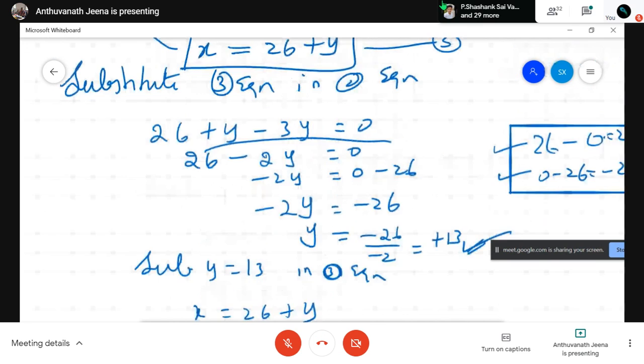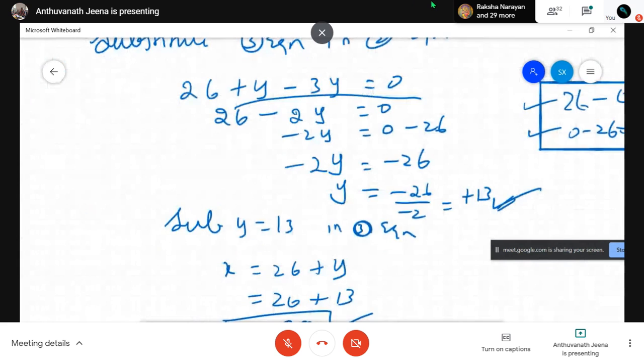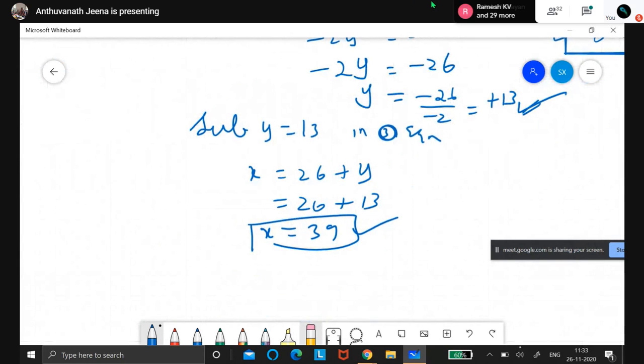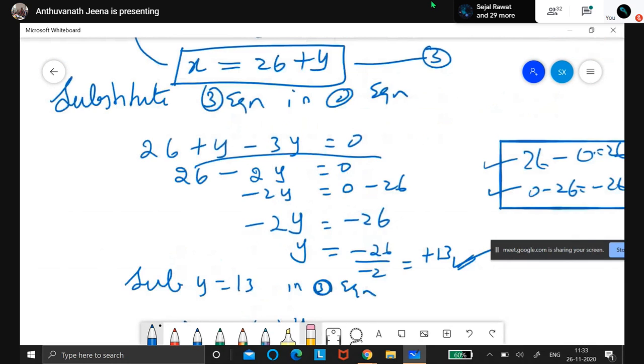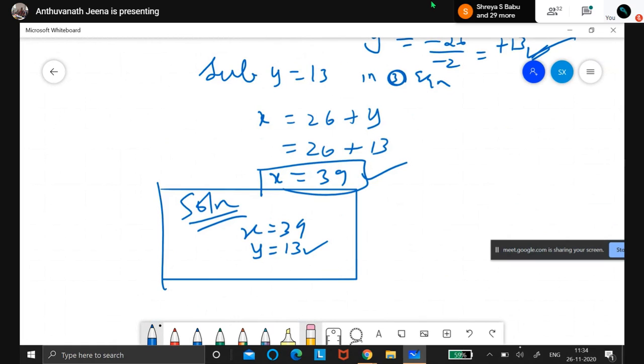Go back to the question. The question says the difference is 26. 39 and 13 have a difference of 26. Then we must check the other clue correctly. One number is 3 times the other number. See, this number 13 into 3 is 39. So our answer is correct. We are on the right path. So with algebra, we are very happy.